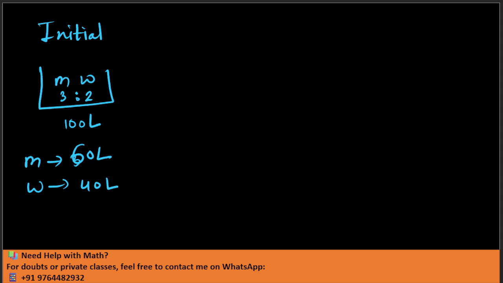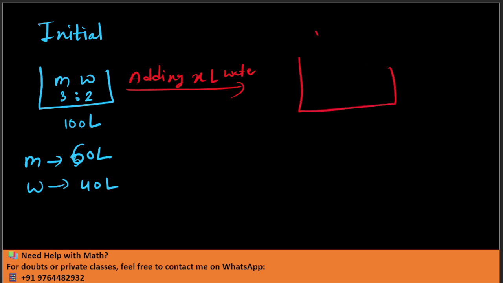Now the question: I'm adding x liter of water, and I'm getting the final mixture here, and the ratio of this final mixture is 6 is to 5. So what is the value of this x, or how much water I have added, how to find it?